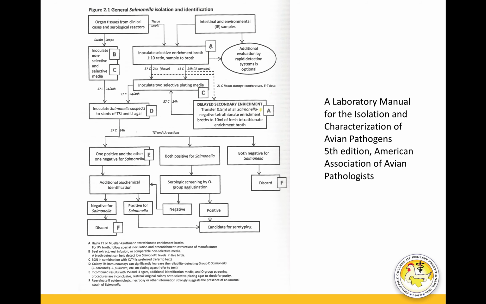Here's an example of an isolation flow chart for salmonella, which I got from the laboratory manual of the American Association of Avian Pathologists. You can see here that if you have two different types of sample, organ tissues or intestinal and environmental samples, they go through all of these steps just to identify whether or not it's positive for salmonella. It can take between two days to a week to get the results. So it's very labor intensive. It's also time intensive.